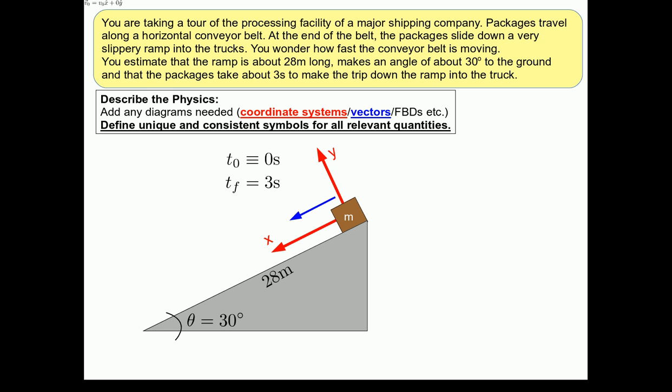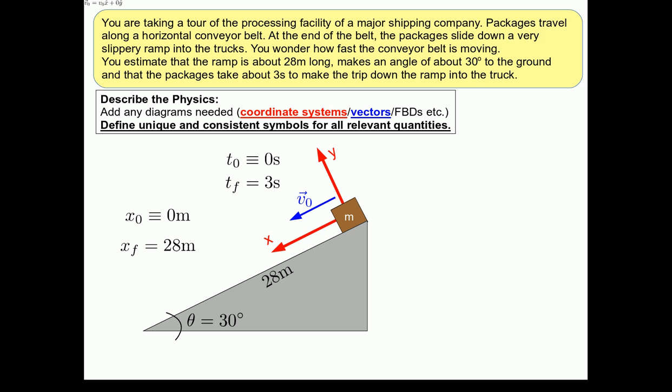Similarly, I'm going to define the initial position of the box at the top of the ramp to be x equals 0. Again, we see this 3-line symbol, meaning that's my choice. That's my definition. If that's my definition of x equals 0, the final position of the box at the bottom of the ramp is going to be 28 meters.